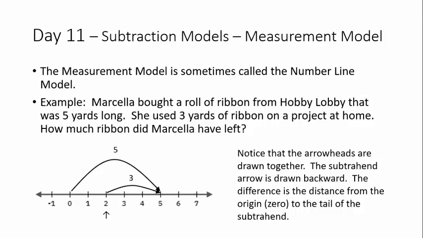We first draw the minuend, which is 5 yards. Starting at 0, hopping 5 units, the arrowhead ends at 5. She used 3 yards of ribbon. So we draw this arrow backwards, starting at 5 and hop 3 units to the left. Notice that the arrowheads are together. The difference is the distance between the beginning of each arrow. So the distance between 0 and 2 is 2.